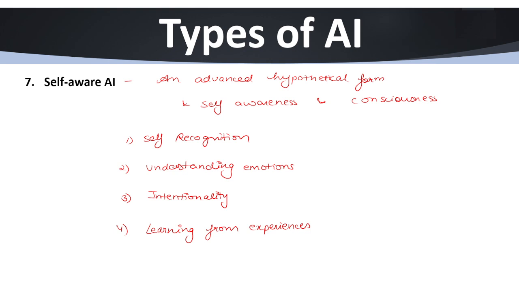Next and last characteristic of self-awareness AI is complex decision making. It would be capable of making so many decisions, even tough decisions that consider a broader range of factors, including ethical considerations. So all these are the characteristics of self-awareness AI.